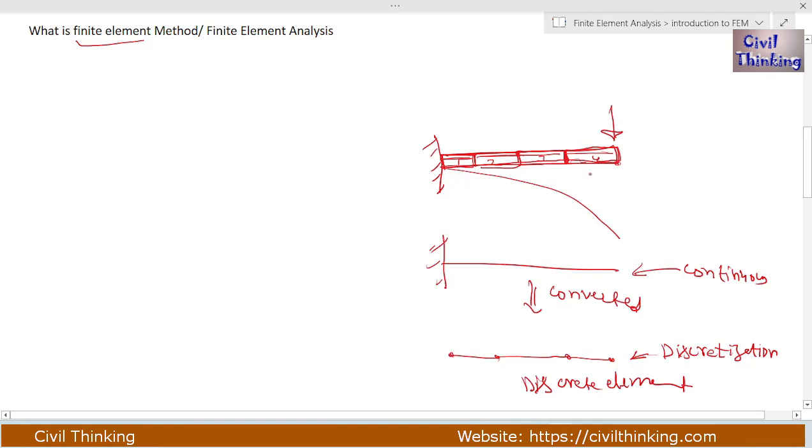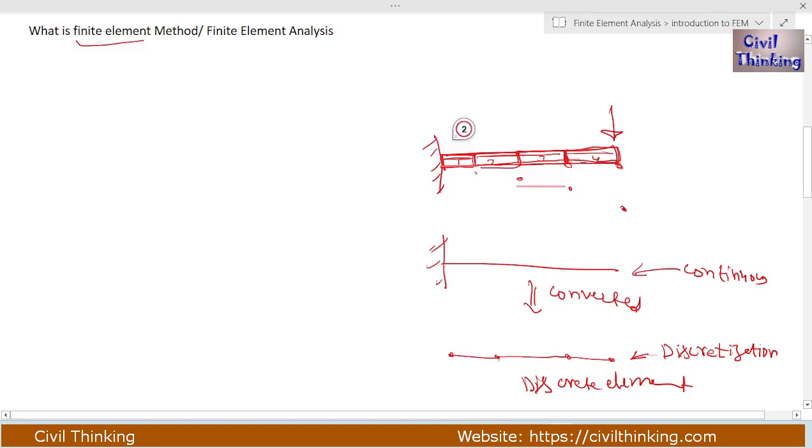Then, because we have converted this beam into discrete elements, we want to find, for example, the deflection. Maybe we get this point, and the deflection of this point is up to here. The displacement of this point is up to here, and this point did not displace. So we found the engineering property that we want.